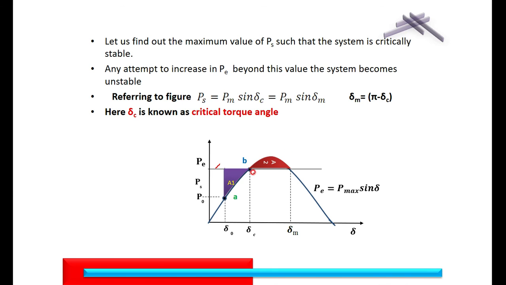Therefore, point B is called the critical point, corresponding to that angle which you are calling the critical clearing angle, that is delta C, or critical torque angle. That is, for the maximum output you are increasing in such a way that A1 is just equal to A2. Beyond that, A1 is not equal to A2, then the system is losing its synchronism. This is how you have to explain the critical point or critical torque angle point, that is delta C.